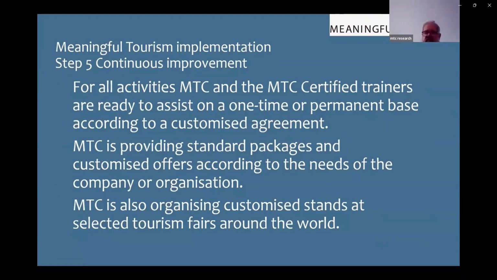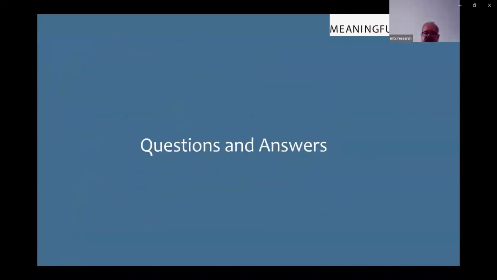And also something which might be interesting here, that we are organizing stands in tourism fairs around the world under the flag of Meeting for Tourism. So that will be something which might also be interesting to go to some new markets, especially where maybe the company has not been with their own stand before, and to test it out. So sharing a stand within Meeting for Tourism structure, that is another option we offer.